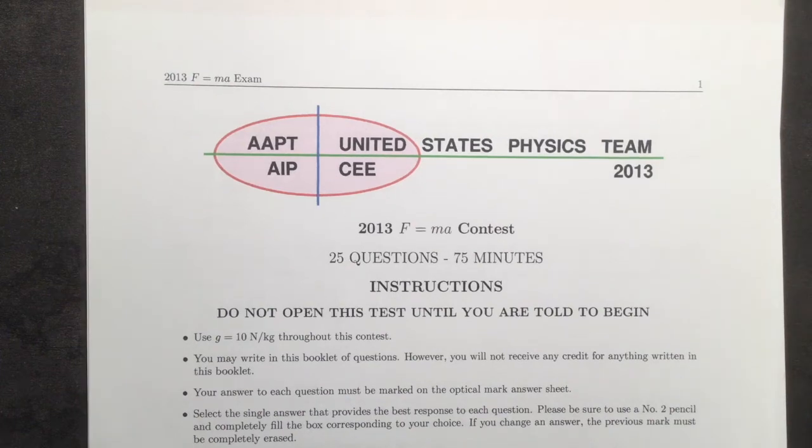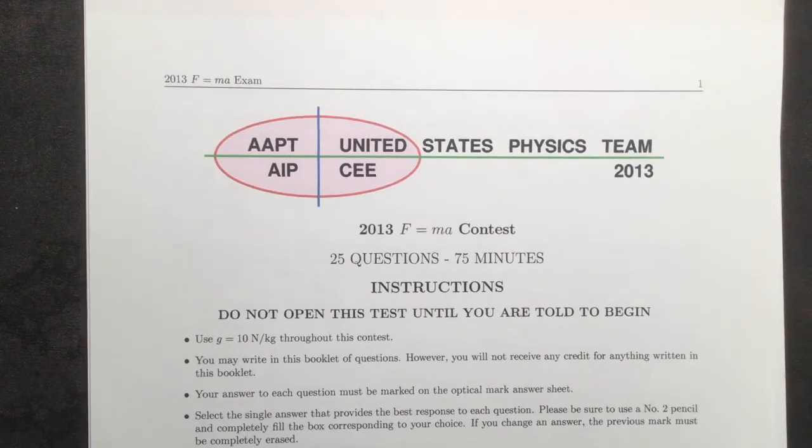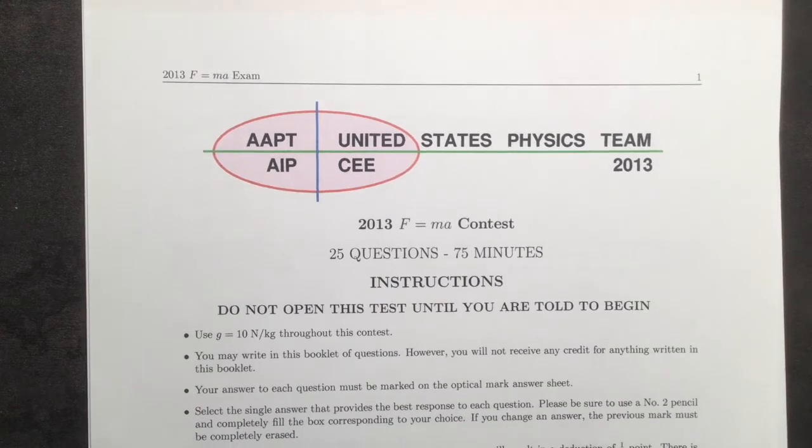Today we are going to solve the 2013 F equal to MA exam. As last time, we have 25 questions and 75 minutes to complete it. Because it's an instructional video, we are going to explain each of the problems, so we probably will take a little bit longer. So here's the instruction, and let's begin.